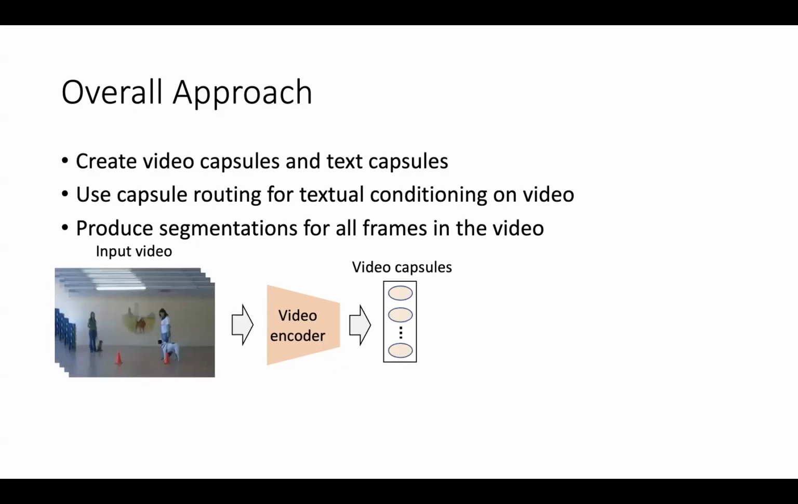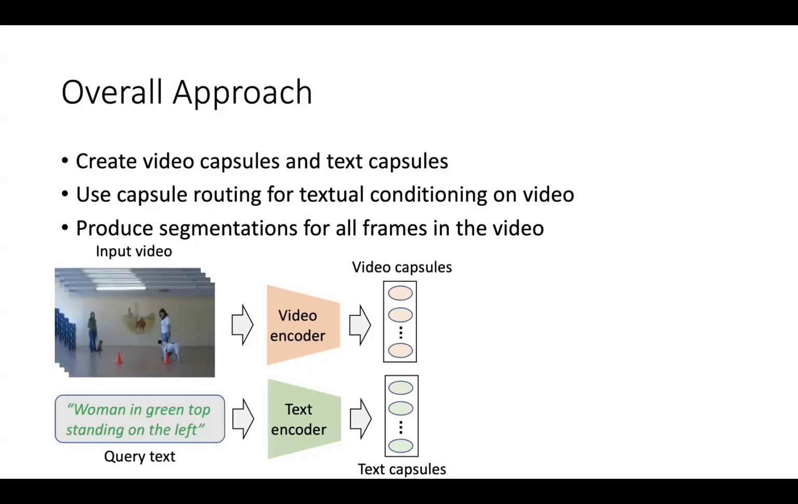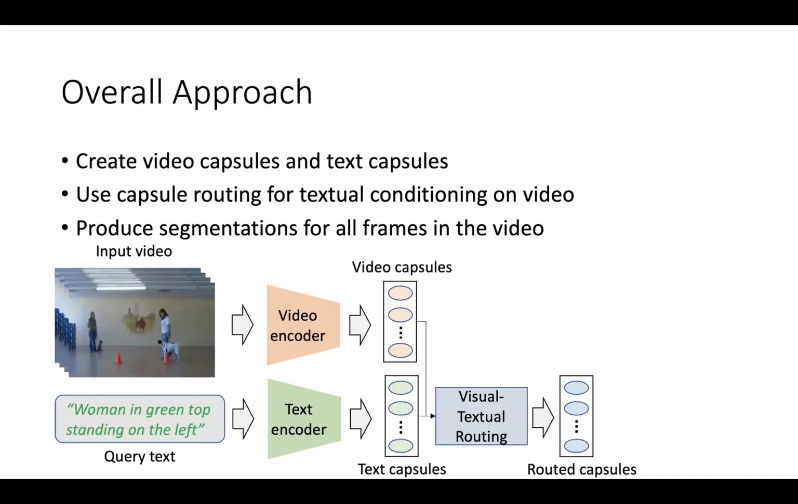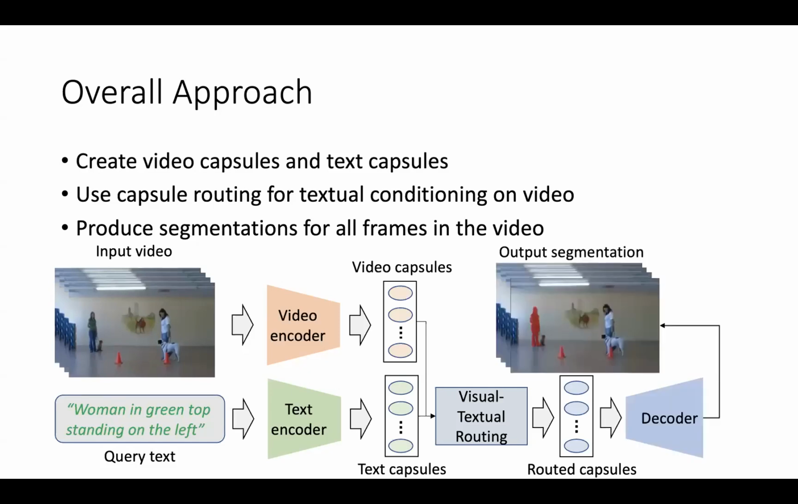We have our input video and a video encoder to generate our video capsules. We have our text query and the text encoder to generate text capsules. We have a visual textual routing algorithm, which tries to find agreement between the video and the text to obtain a new set of capsules. And then we have a decoder, which generates a segmentation mask for the actor or object of interest.